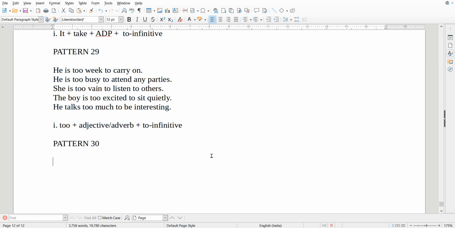So these are all very common patterns. You should master all of them as soon as you can. Adjective or adverb plus enough. So that word goes like that, just like that. Enough.